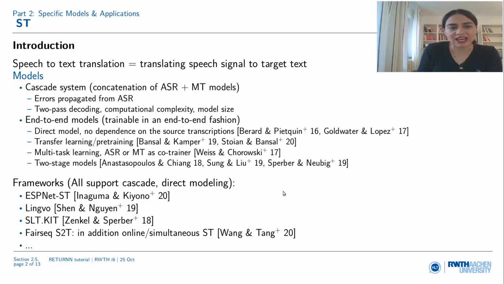In contrast, we have end-to-end models, which are trainable in an end-to-end fashion. The most promising model is the direct model, where we have no dependence on or supervision from the source transcriptions as an intermediate representation. There are other techniques like transfer learning, multitask learning, and two-stage models, which we are going to cover in this talk. For speech translation, there are some frameworks publicly available, and all of them support both cascaded and direct models. In addition, FairSeq speech-to-text supports online or simultaneous speech translation.